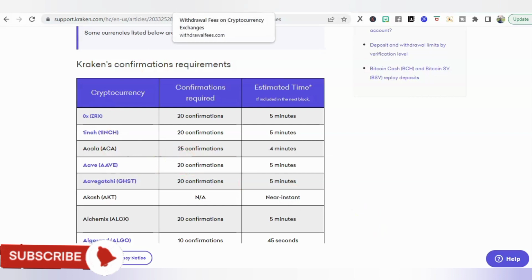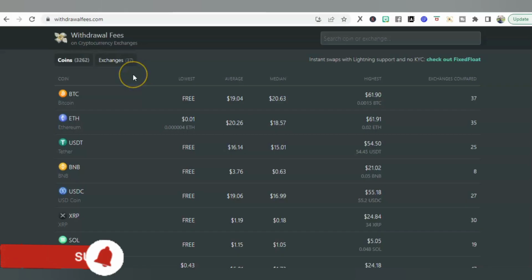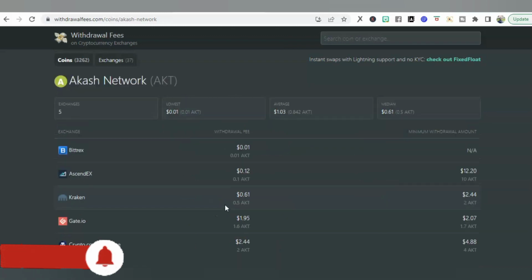So you can also check the withdrawal fee by going to withdrawalfees.com to see if the fee will be profitable. If you search for Akash that I mentioned earlier, for example, on this exchange now, this Akash Network, it's going to show you different exchanges and the fees they take. For example, here it shows that Bittrex has the lowest fee. That means that if you buy Akash at Bittrex, you'll be buying at a very low fee, and then you know that, okay, I'm going to send it to this exchange from here.